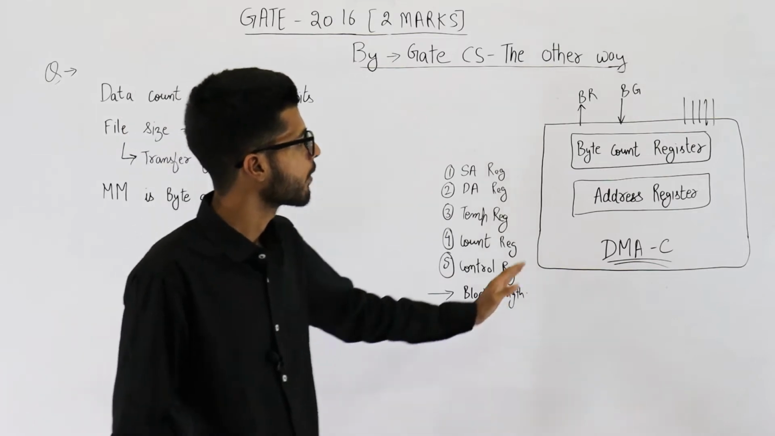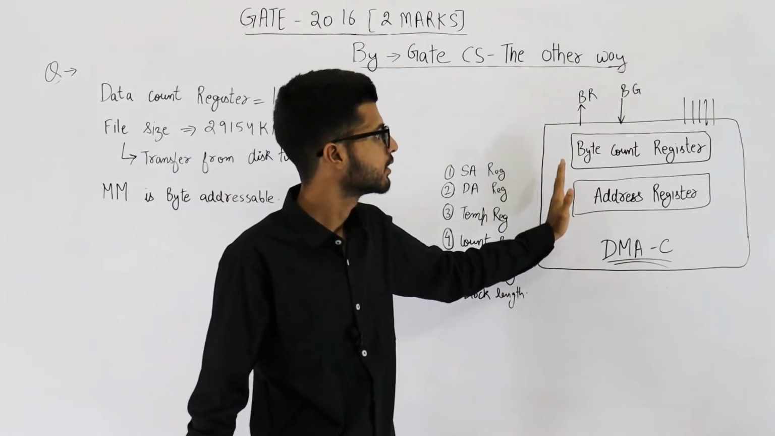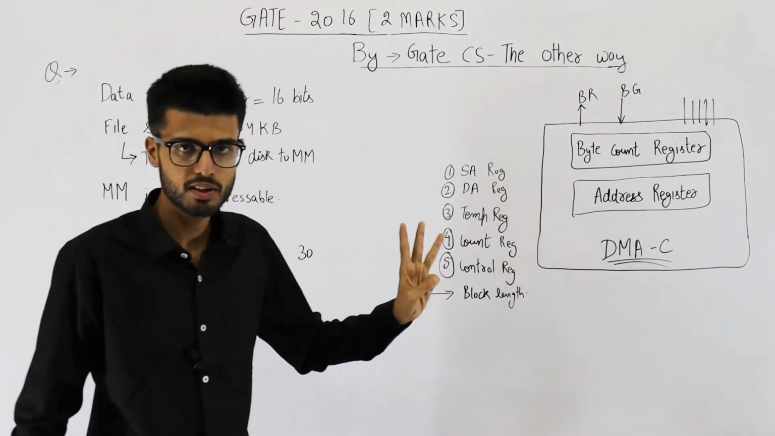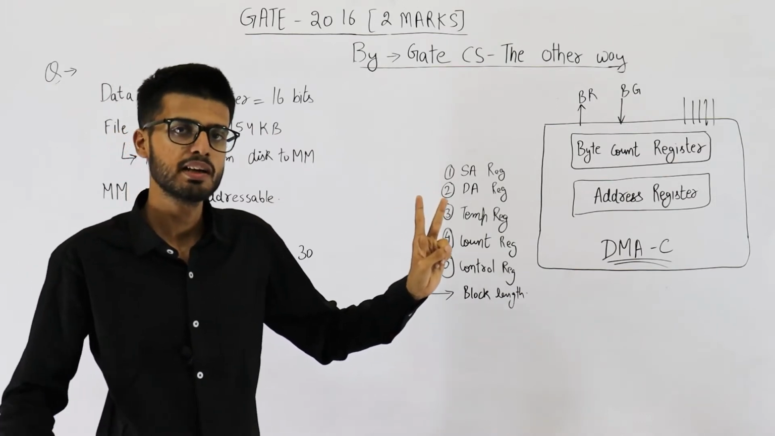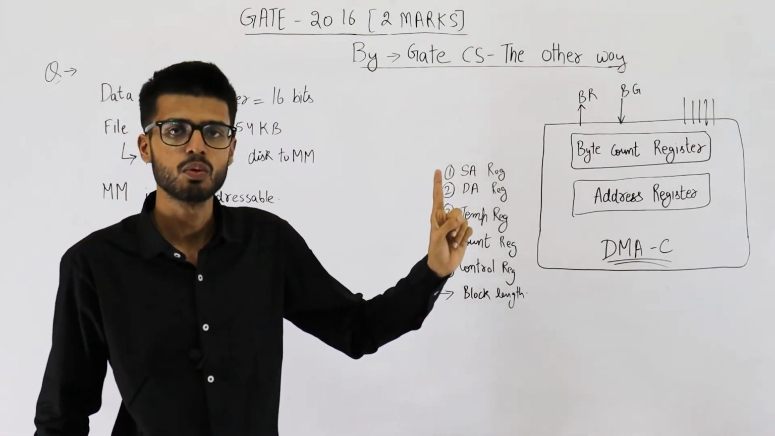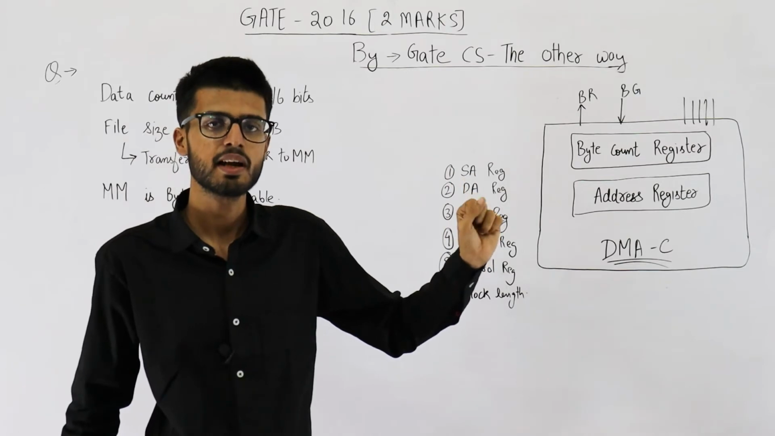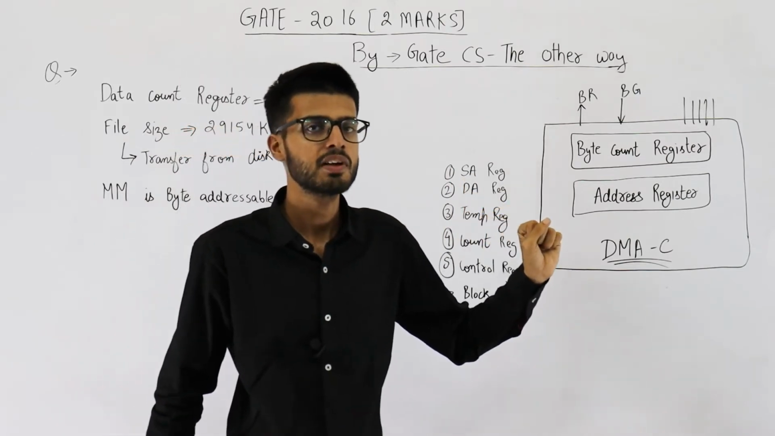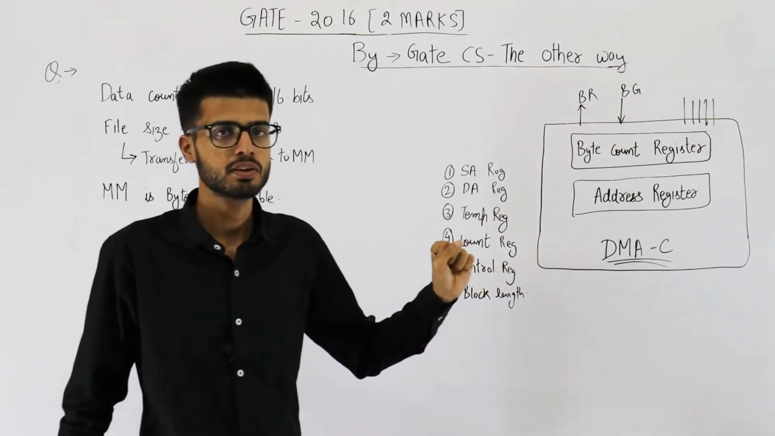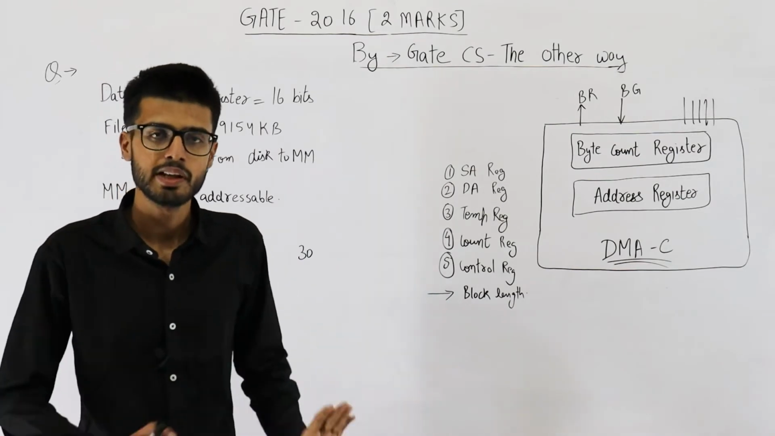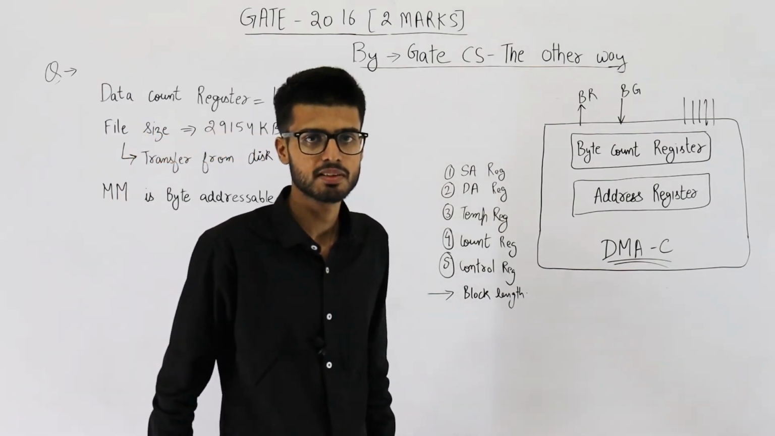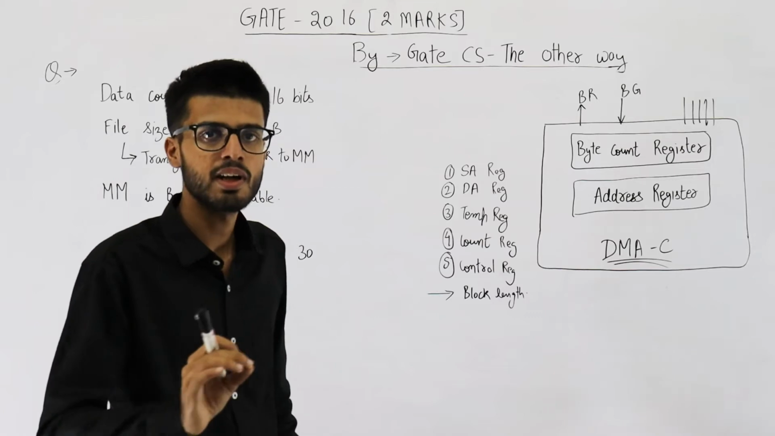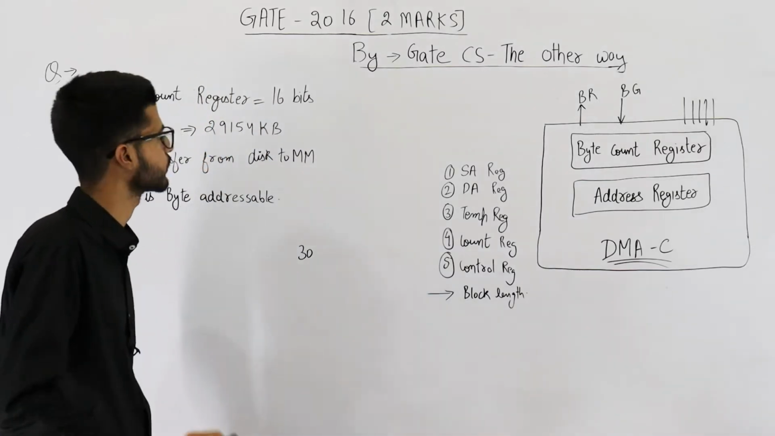What will it do? It will transfer 1 byte and decrement count. Count was 3, count becomes 2. It will again transfer a byte and decrement count. It will again transfer a byte and decrement count. Now after repeating this process for 3 times, count becomes 0. DMA will stop, release the buses and inform the CPU that data transfer was done successfully.